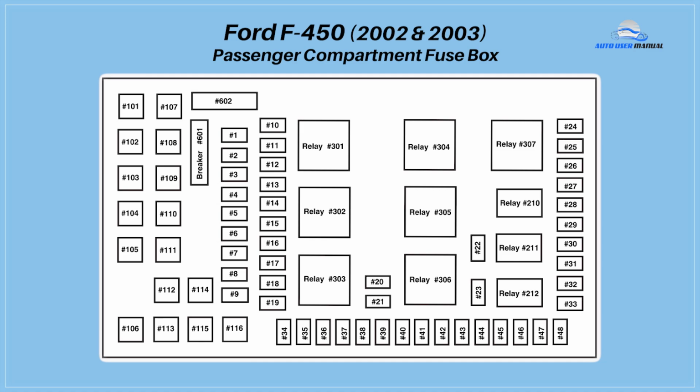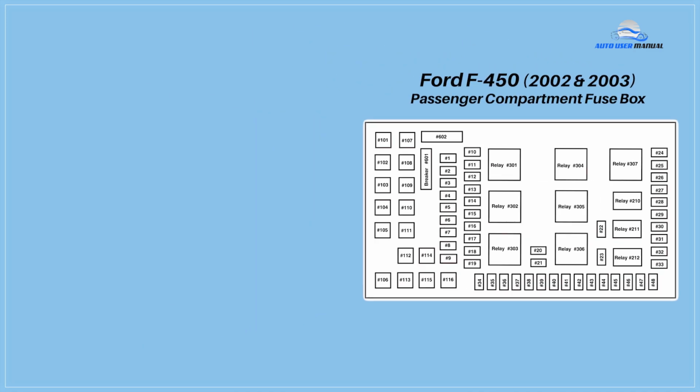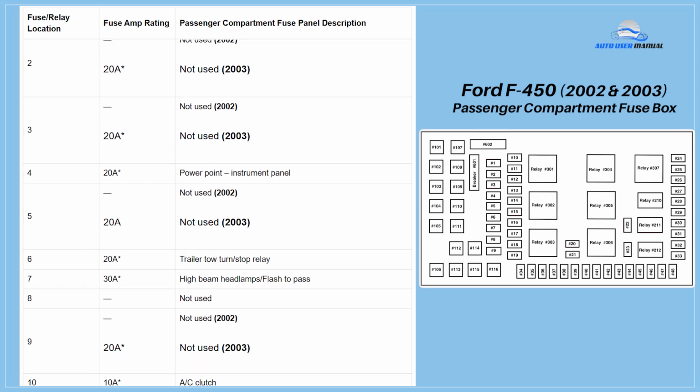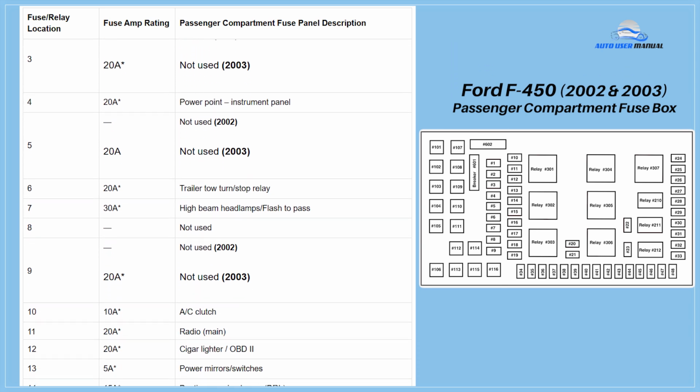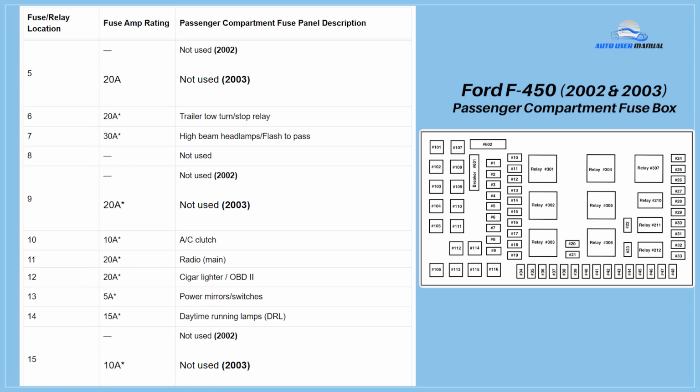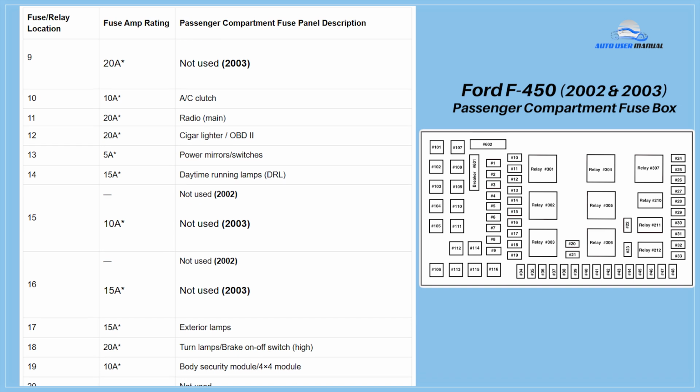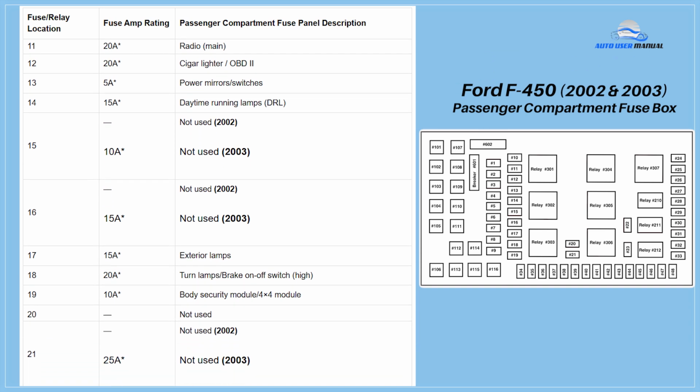The passenger compartment fuse box in 2002 and 2003, Ford F-450 manages and protects interior electrical systems such as the instrument panel, power mirrors, dome lights, and audio system using multiple fuses and relays.